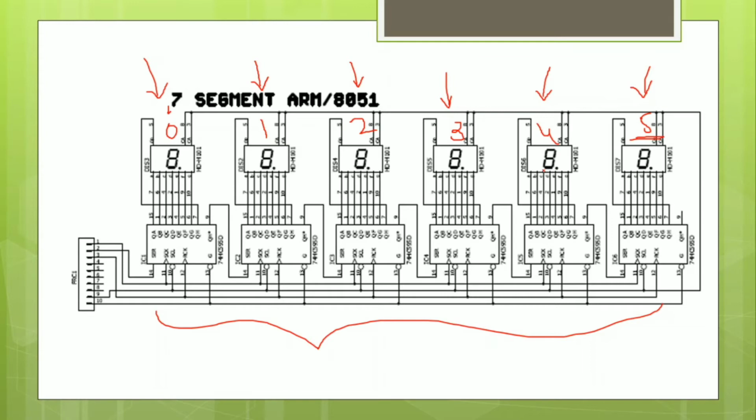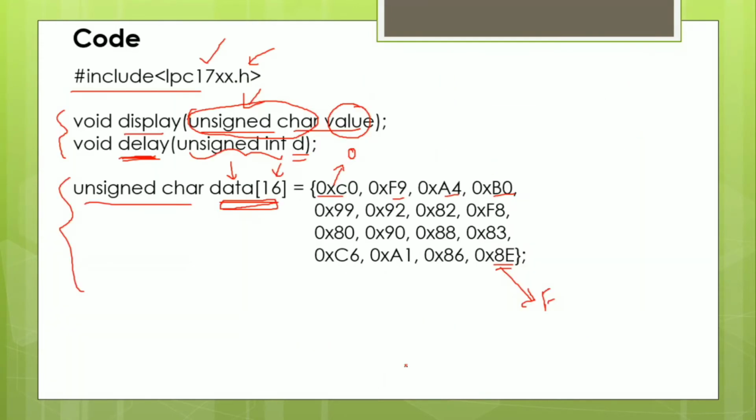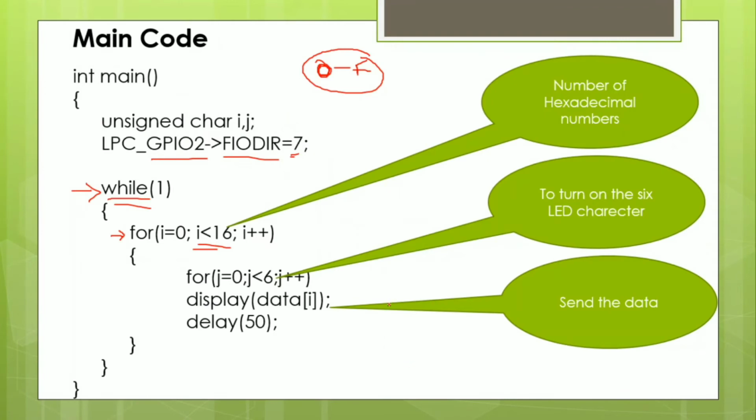If you take any alphabet, let me take A. So you have to represent this A on each of the 6 segments. Here you display A, here also A, here also, here also, here and here. So how many times did you display? You displayed 6 times, right? So the value of j here you take as 6.